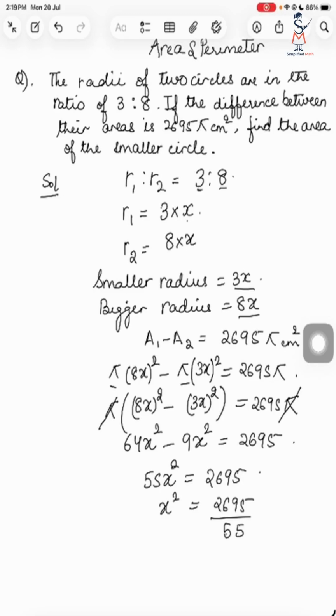Now it can get cancelled with 5. 5 ones are 5 and 5 ones are 5, 11. 5 fives are 25, 5 threes are 15, 9. Right? Now this will become 11 ones are 11. 11 fours are 44, and 53 minus 44 is 9. So 9.